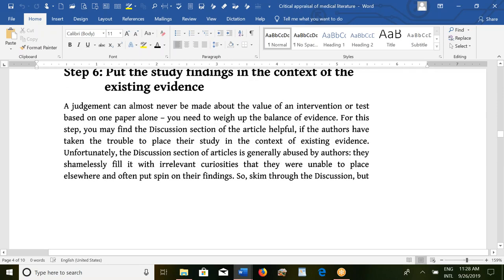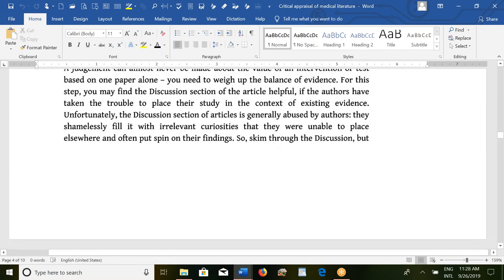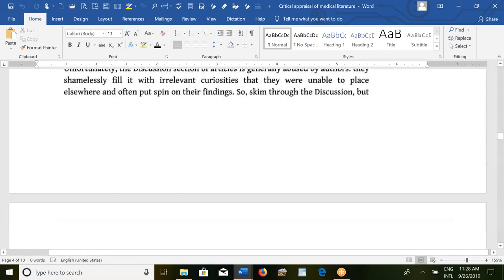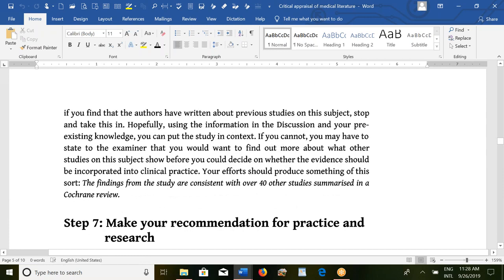Unfortunately, the discussion section of articles is generally abused by authors. They shamelessly fill it with irrelevant curiosities that they were unable to place elsewhere and often put spin over their findings. So skim through the discussion. But if you find that the authors have written about previous studies on this subject, stop and take this in. Hopefully, using the information in the discussion and your pre-existing knowledge, you can put the study in context.